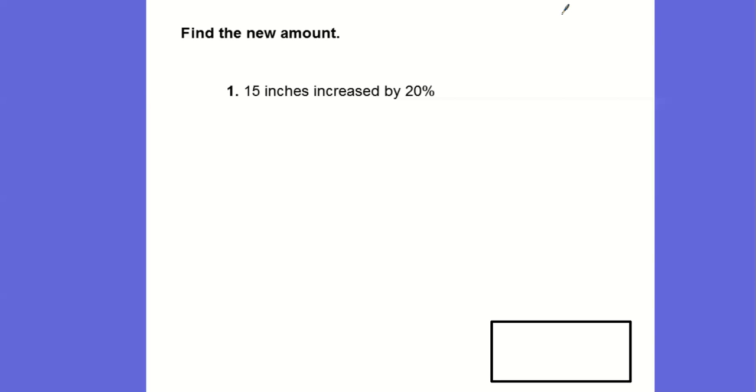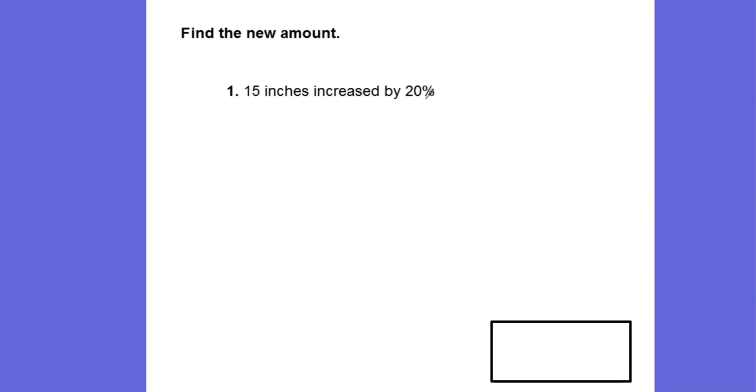In this video, we're going to work out an example problem involving a percentage of change. The question states to find the new amount. And I have 15 inches increased by 20%. What I want to do in this example is really give you an in-depth look at a problem like this. I'm not going to do this every time, but on this first one, I just want to show you the many, many ways that one could look at this problem.